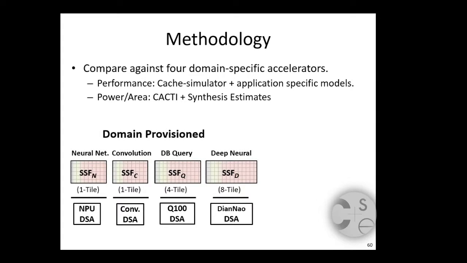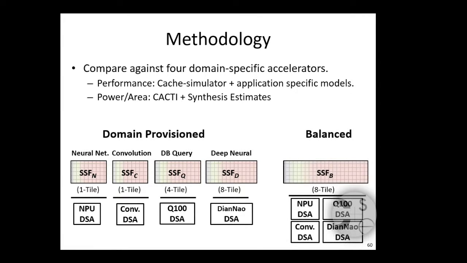And I'll make this comparison in 2 ways. First, I'll do something called domain provisioning, where I configure some of the aspects of the tile, like the number of tiles and what functional units are inside the tile, to meet the performance requirements of a particular domain. And then I'll also show a balanced design that can meet the performance requirements of any of the 4 domains, so that basically we can replace having all 4 domain-specific accelerators.